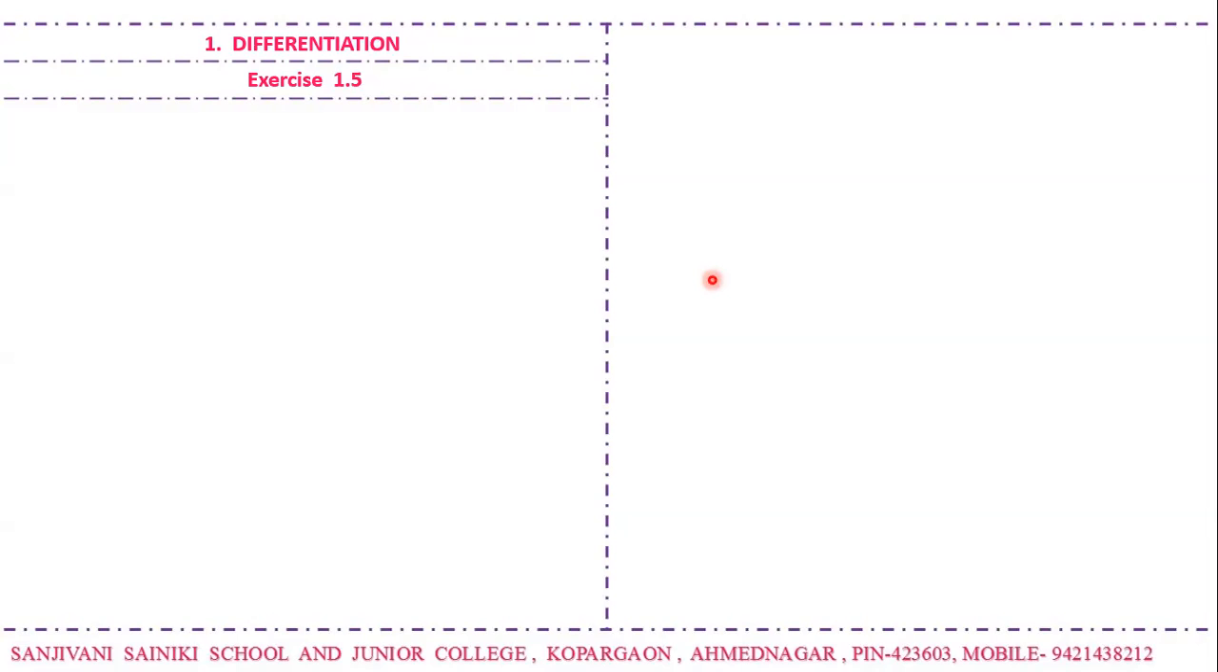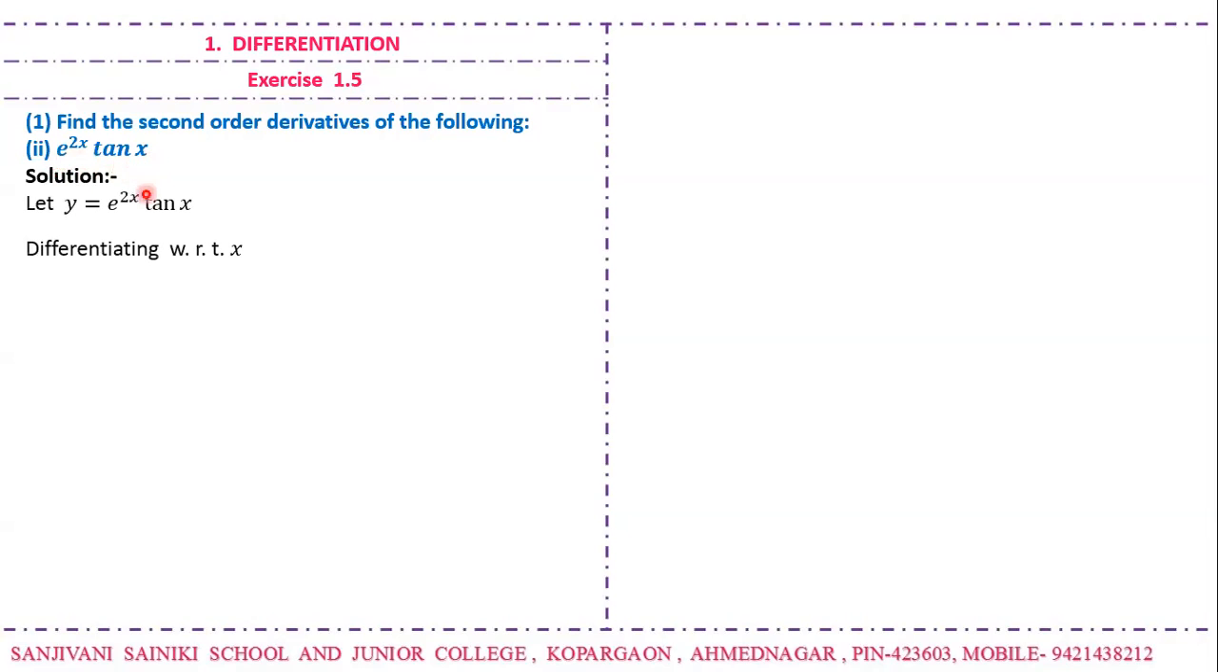Let us move further. The second problem is e raised to 2x tan x. So let y is equal to e raised to 2x into tan x. Now differentiate this function with respect to x. Here there is a product of two functions, so you have to use the product rule. dy by dx is equal to e raised to 2x into d by dx of tan x plus tan x d by dx of e raised to 2x.